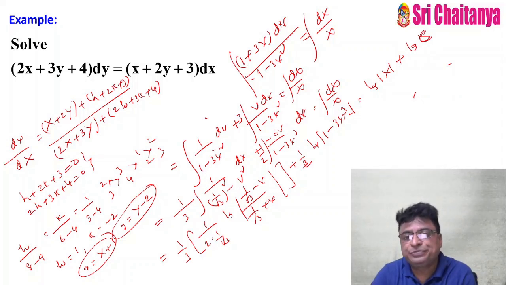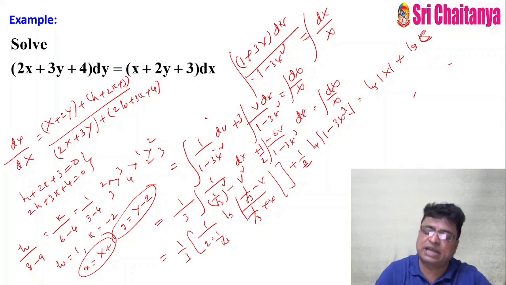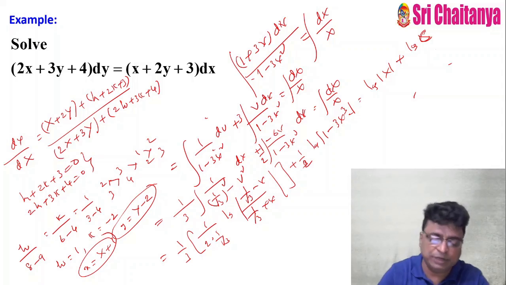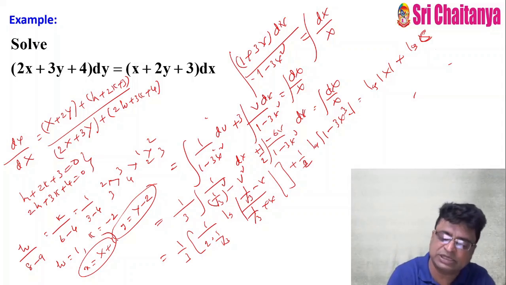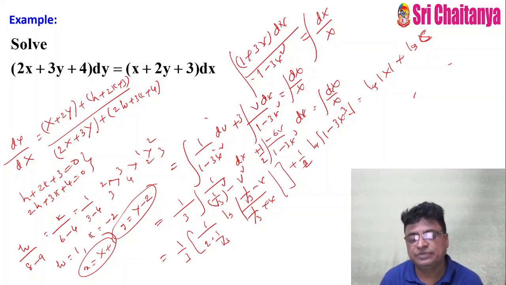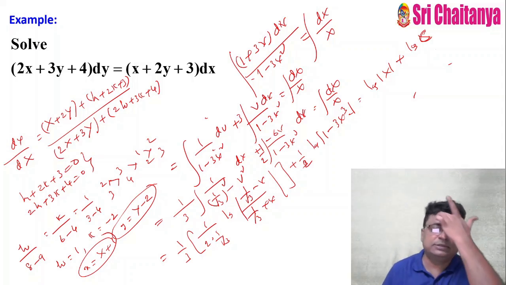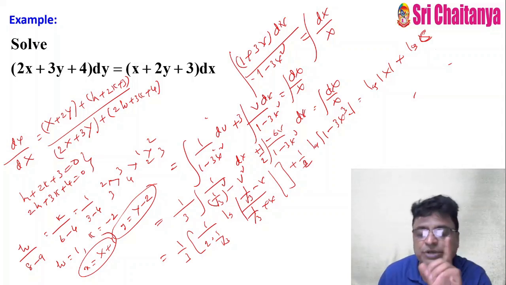Now what to do? You replace capital V with the capital Y by x. So you will get the entire equation in terms of capital X and capital Y. And you replace capital X with what? X minus 1, and capital Y with what? Small y plus 2. And ultimately you will get the solution. This is about a non-homogeneous differential equation of type 2 given for you.